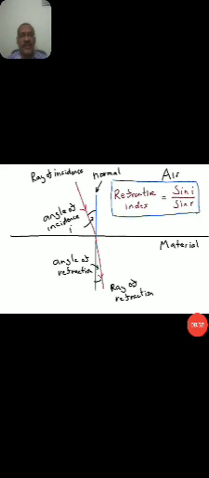Based on the angle of incidence and the angle of refraction, from the diagram, the new property of light is called the refractive index, which is equal to the sine of the angle of incidence divided by the sine of the angle of refraction. That means mu is sine i by sine r, where i and r are the angle of incidence and the angle of refraction.